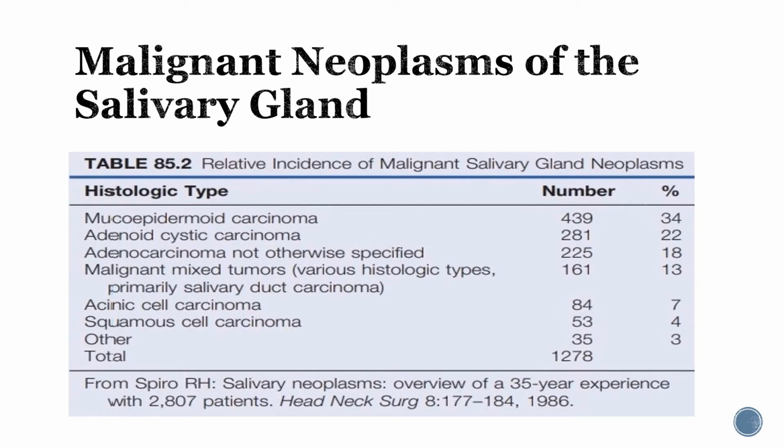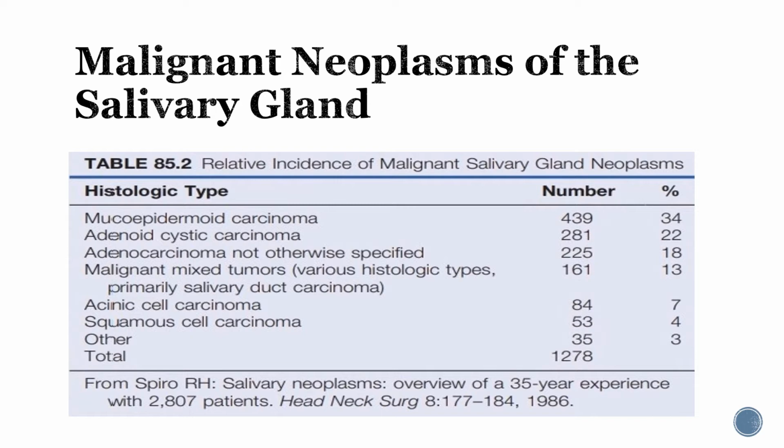This is a table for the incidence of malignant neoplasms of the salivary gland. The most common primary malignancy in the salivary gland is mucoepidermoid carcinoma. The next most common type was adenoid cystic carcinoma, which is 22%, followed by adenocarcinoma at 18%. A mixture of tumors has been subdivided as described. The malignant mixed tumor is 13%, acinic cell carcinoma is 7%, and squamous cell carcinoma is 4%.